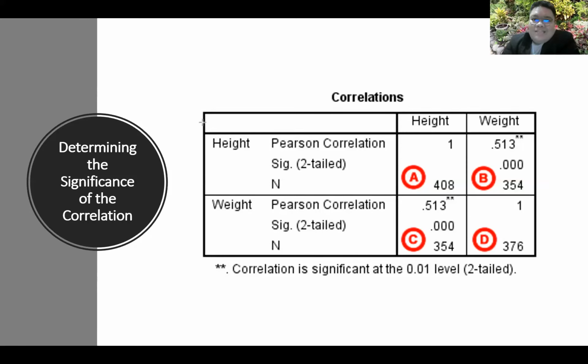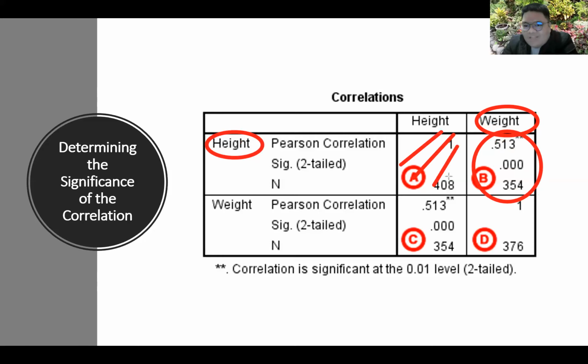So, in the example, height is here, and weight is here. Class, the values that we will be looking at are in these cells. You will notice I do not look at the values in this box because that is height versus height, meaning height to itself. So it does not matter. What is important is the relationship between height and weight.